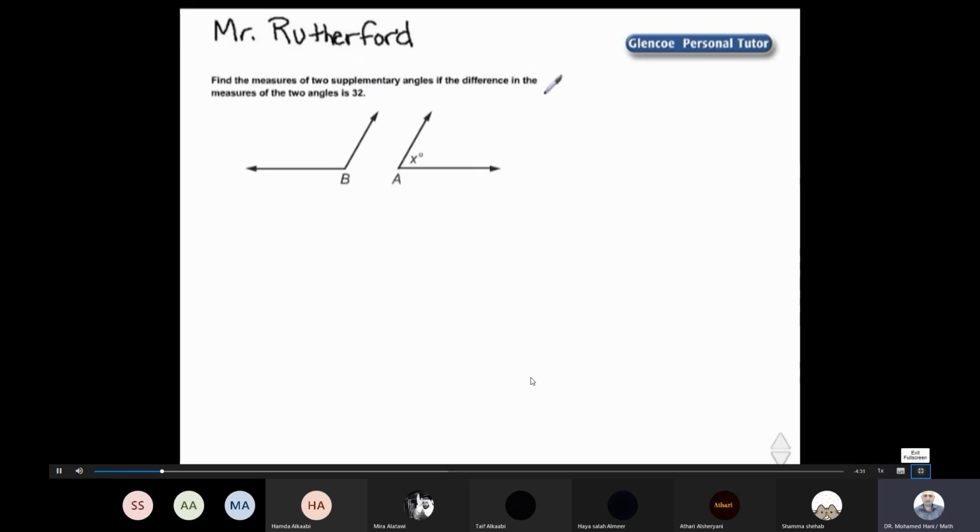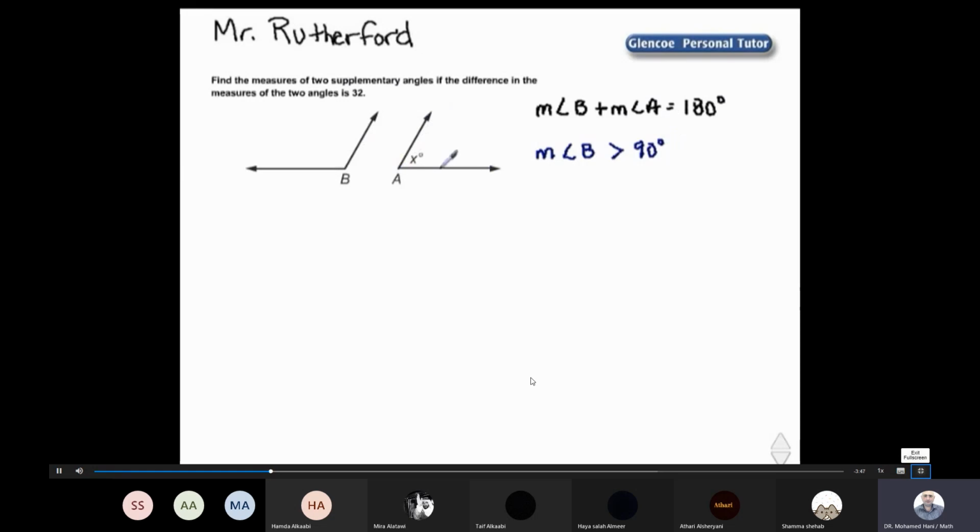Keep in mind that supplementary means that we have two angles, so we'll say the measure of angle B plus the measure of angle A will equal 180 degrees. So we'll use this to solve and find our two angle measures. Now we're given that angle A is x degrees. But notice that angle B appears to be obtuse, which means an angle greater than 90. So I'm going to assume that the measure of angle B is greater than 90 degrees.